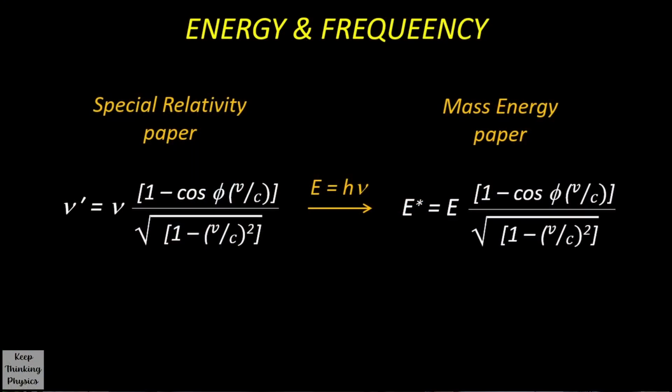Because energy and frequency are linked to each other, Einstein used this Planck relationship to substitute energy for frequency in the equation from his special relativity paper. Frequency can be directly replaced by energy, and Planck's constant cancels out because it is on both sides. So this was Einstein's starting point.